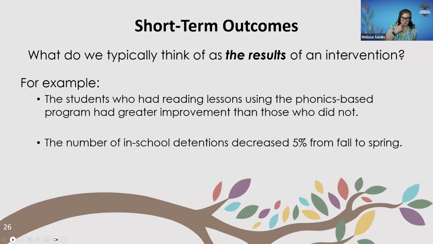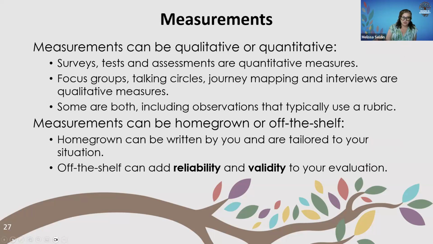So next slide. So measurements can be used in terms of outputs, can be used in terms of short-term outcomes, can be used in terms of benchmarks. So measurements can be qualitative or quantitative. Typically, surveys, tests, assessments are quantitative. Typically, focus groups, talking circles, journey mappings, and interviews are what we term qualitative measures, right? There's a sense that those are more subjective than a survey, a test, or an assessment, because they may not have the reliability and validity that a survey might have.